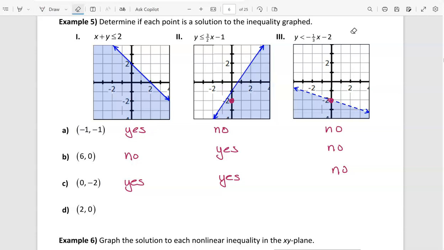And now let's take a look at the last point, (2, 0). (2, 0) in Roman numeral 1 is right on the line, but the line is solid, so that is included. (2, 0) is in the shaded portion for number 2, so yes, that is a solution. And (2, 0) is outside of the shaded portion for Roman numeral 3, so no, that's not a solution.